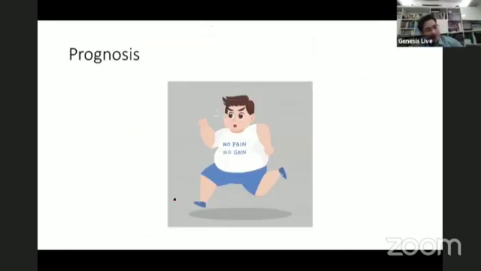Prognosis. Now, peripheral arterial disease, it's difficult. It's a long-term disease, very difficult to control. Usually the patient comes to you at a very late stage. Especially if you're a surgeon, you will come when there's nothing else to do. But surgery is not really the answer.